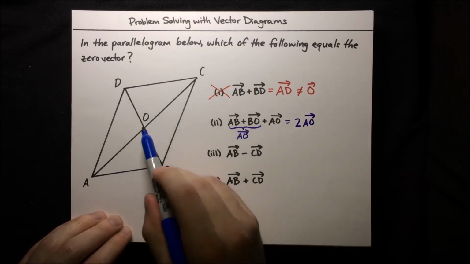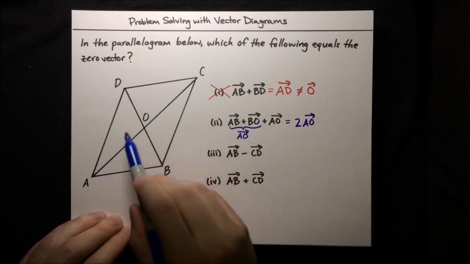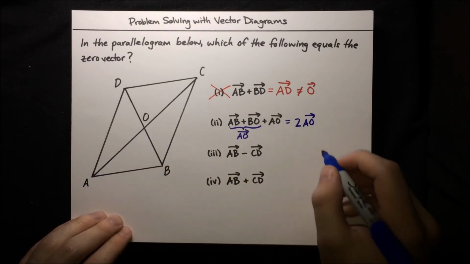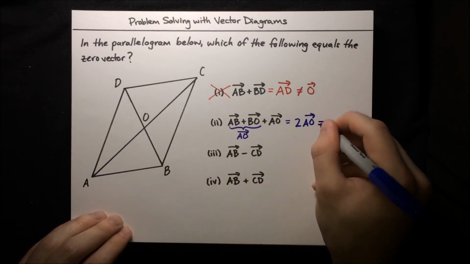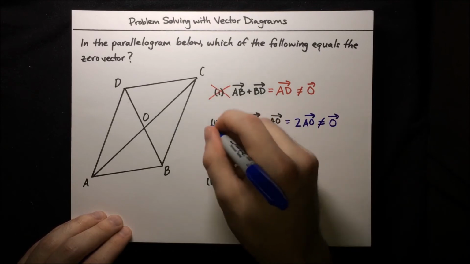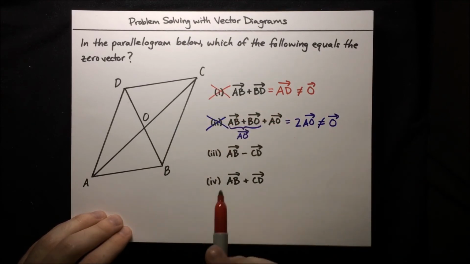But AO definitely is not the zero vector. That goes from point A to O, 2 different points. That vector has a non-zero length. So nope, 2AO is not the zero vector. Alright, let's look at the third choice here.